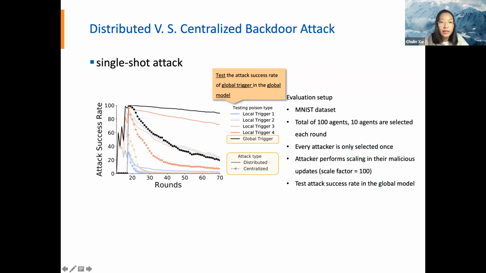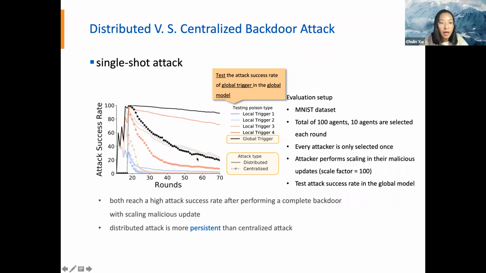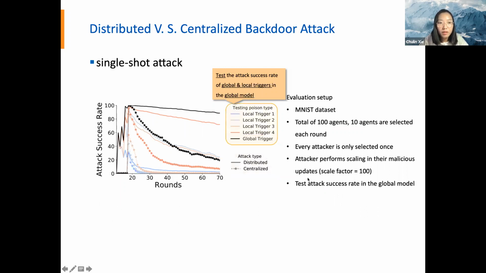We first test the attack success rate of the global trigger in the global model. We see the black line, the distributed attacker, and the centralized attack both reach a very high attack success rate after performing a complete backdoor with scaling malicious update. But the distributed attack is more persistent than the centralized attack because the attack success rate of the centralized attack dropped faster than the DBA. Then we look at the global trigger and the local triggers.